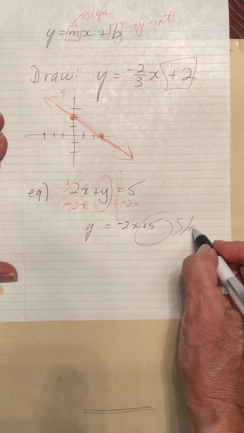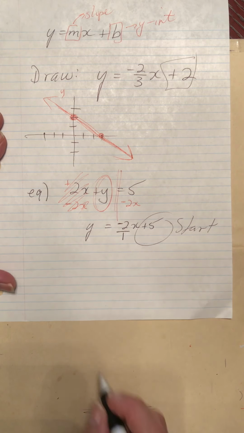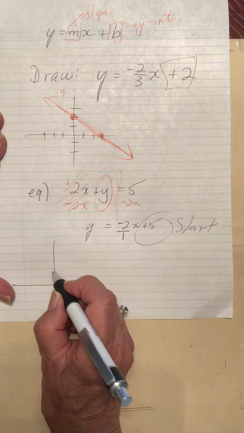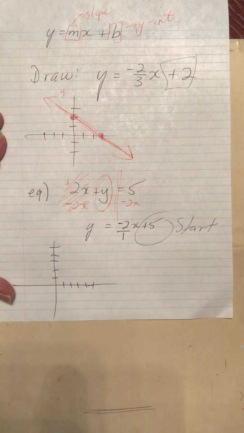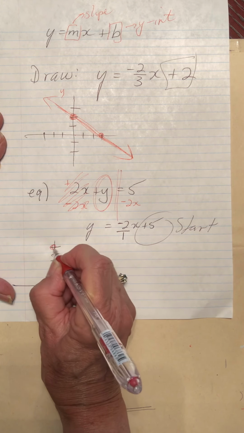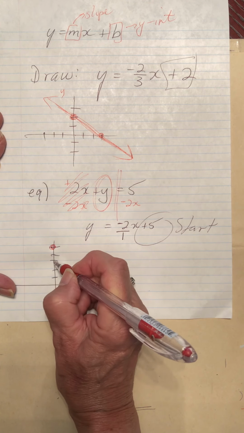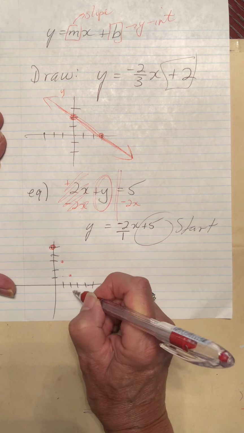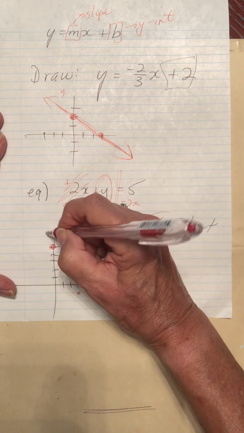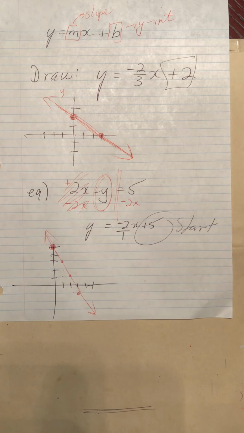There's my start, and there's my slope. So I would have to have a grid. I need to go all the way up to 5, because that's my start on the y-axis. Positive 5 is right here. I'm going to go 2 down, 1 right. 2 down, 1 right. Do it again. 2 down, 1 right. So eventually, if I did enough of these, I could join them and I would have my line. So that took no time at all.